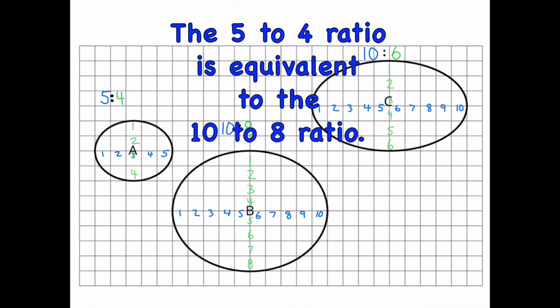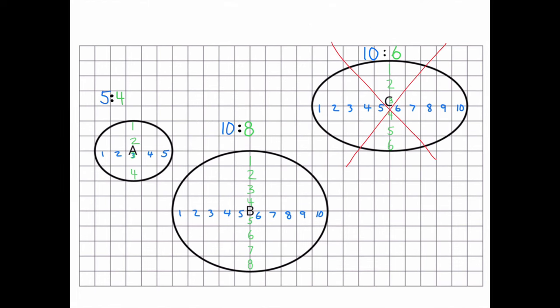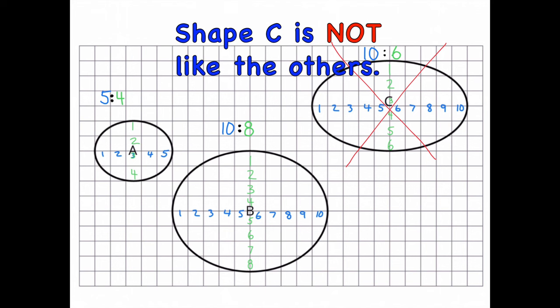The 5 to 4 ratio is equivalent to the 10 to 8 ratio. Because 10 to 6 is not an equivalent ratio with 5 to 4 and 10 to 8, shape C is not like the others.